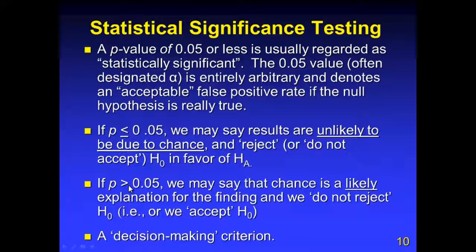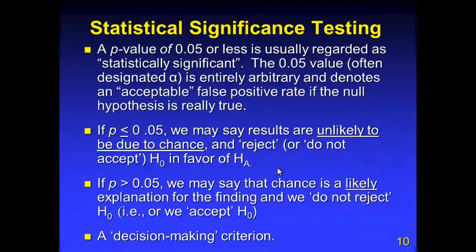On the other hand, if the p-value is greater than 0.05, we might say that the result that we obtained in our study is quite plausible, quite probable that it would be caused by chance alone, and we do not reject the null hypothesis, or we might say we accept the null hypothesis. Those different phrasings basically mean the same thing, and some people prefer one or the other.